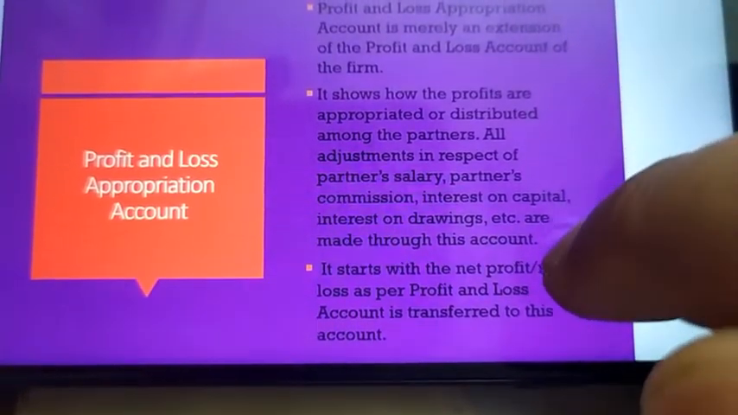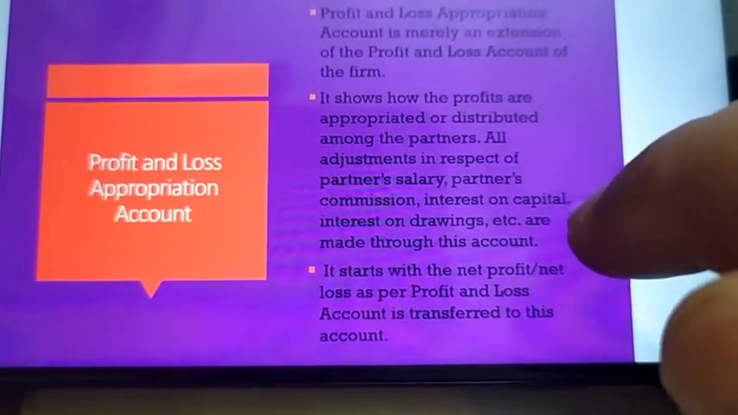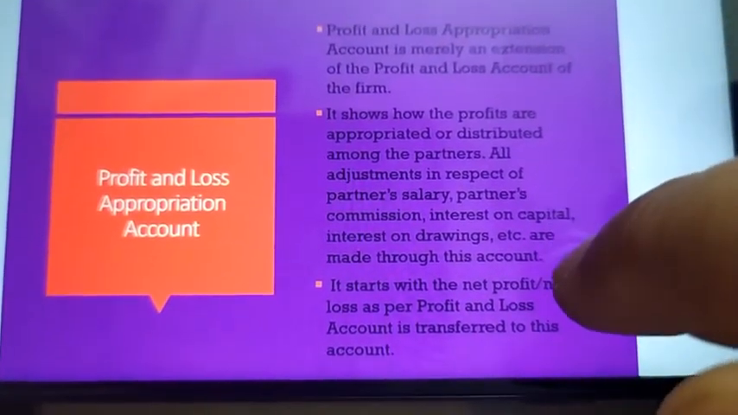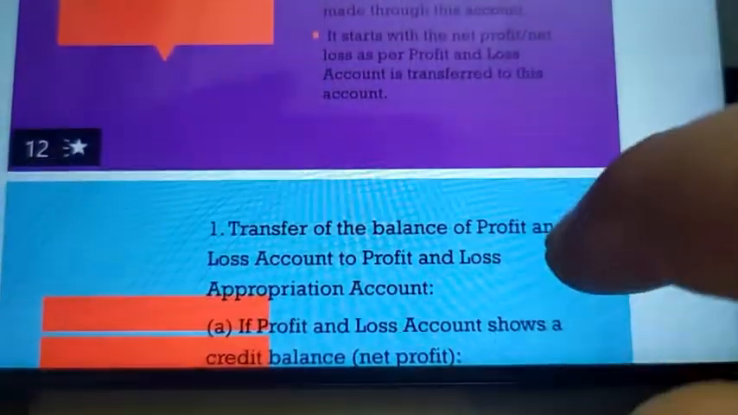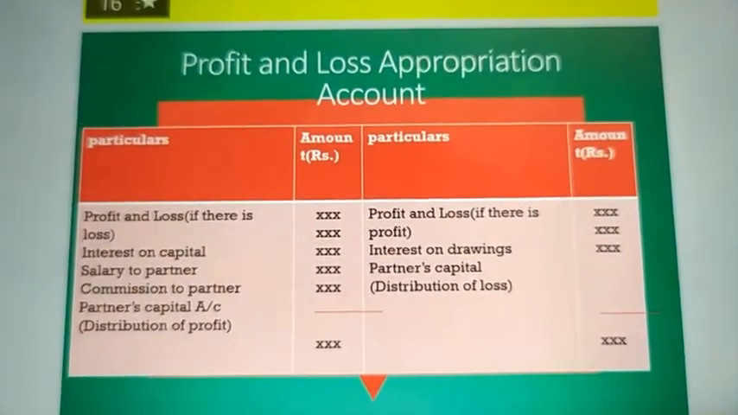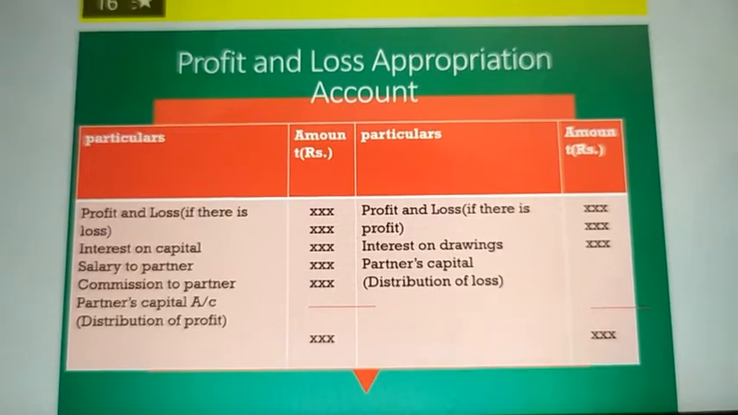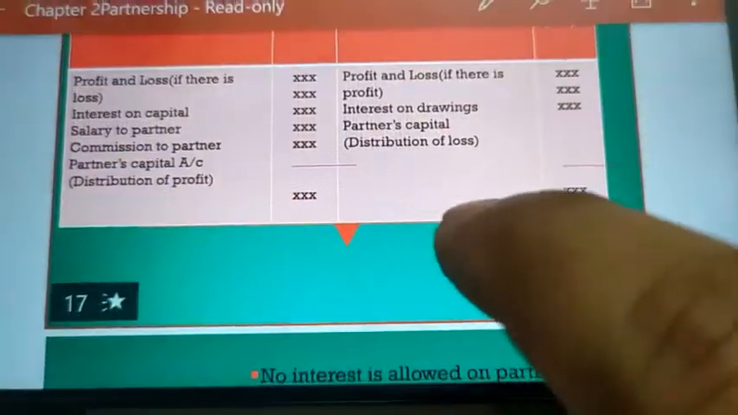So when we prepare the profit and loss appropriation account, it always starts with the net profit or the net loss which is there from the profit and loss account. It is transferred from the profit and loss account. So we'll see a format of the profit and loss appropriation account. Here you can see the format of a profit and loss appropriation account. The particulars, amount.